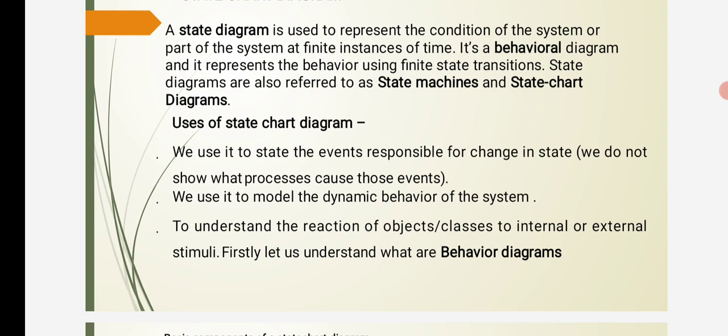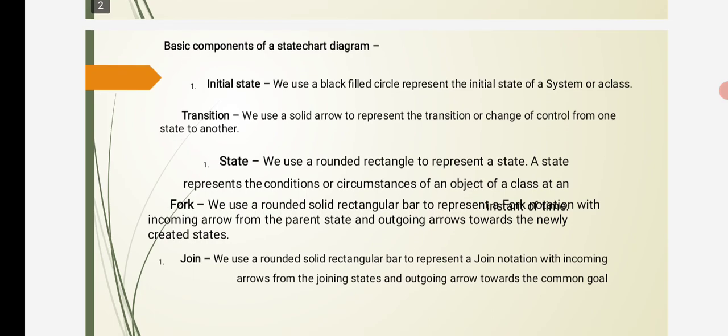Uses of state chart diagram. We use it to state the event responsible for change in a state. We use it to model the dynamic behavior of the system, to understand the reaction of object classes to internal or external stimuli. First, let us understand what behavior diagrams are, and also the basic components of a state chart.